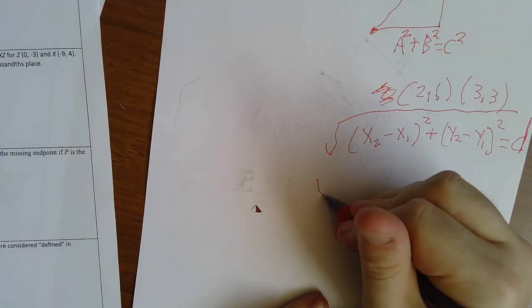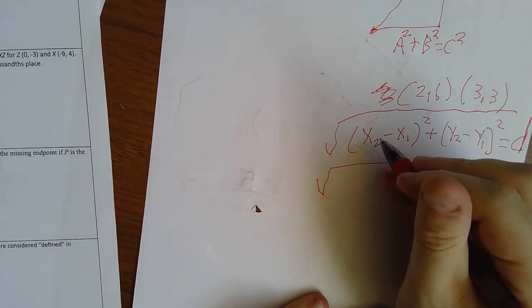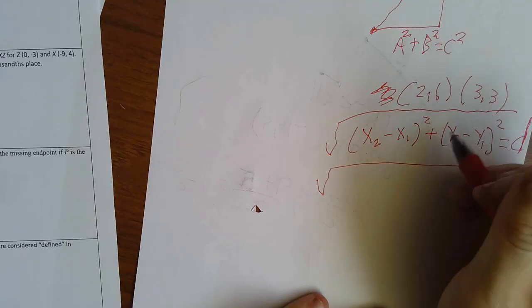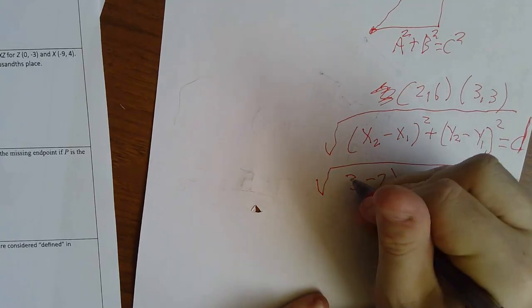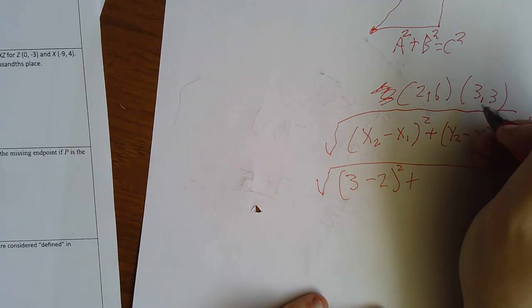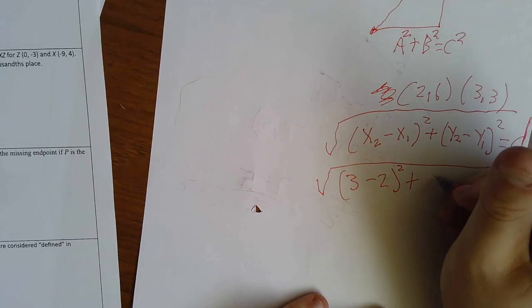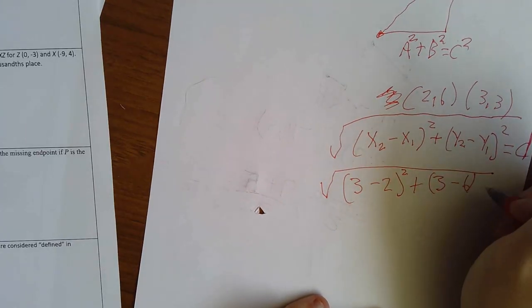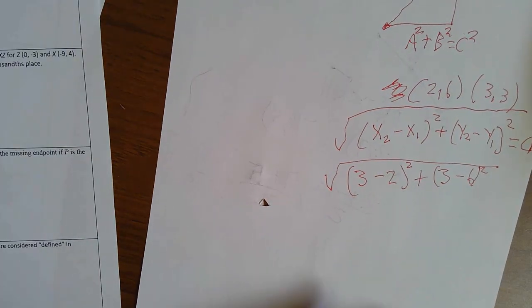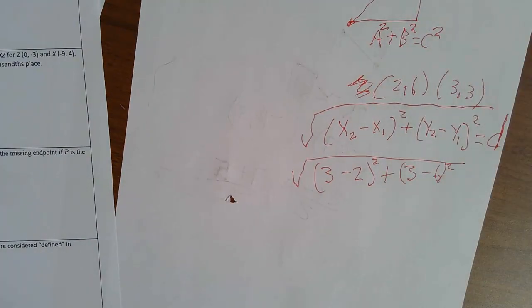So I'm going to go ahead and plug in those numbers. And we're going to say, okay, x2 is going to be 3 minus 2. Square that. And y2 is going to be 3, y1 is 6. Quantity squared. Now, in this case, it doesn't matter which number you start with. You could do it the other way around. You could start with 3 and minus 2. The fact that you're squaring the number at the end means it's going to be the same number in the end anyway.